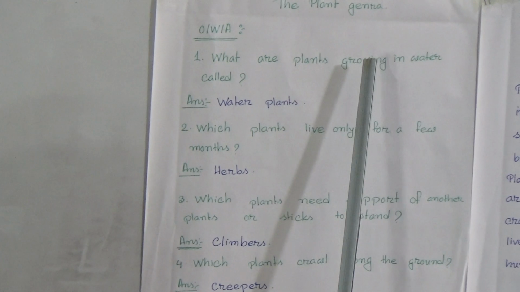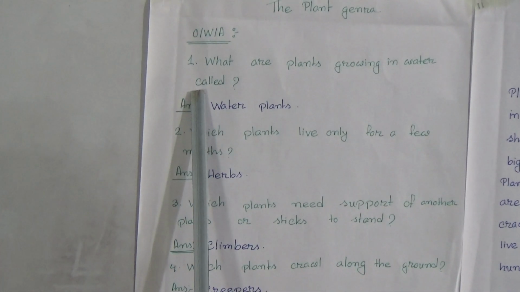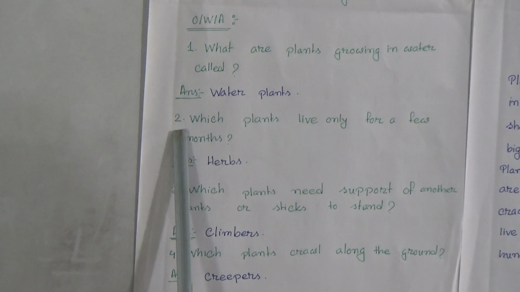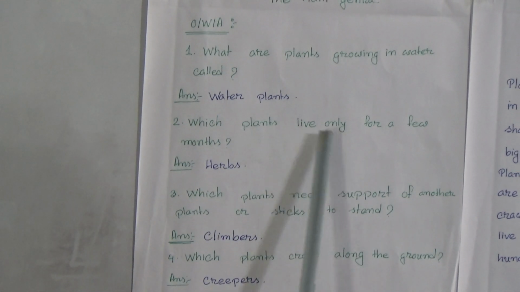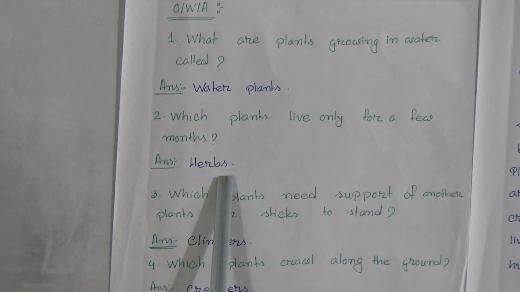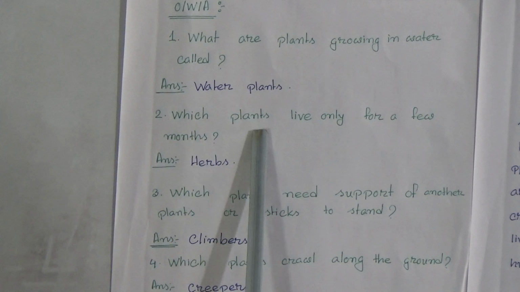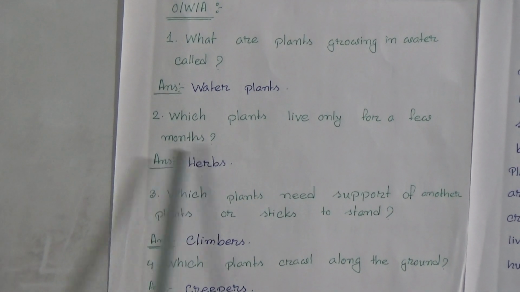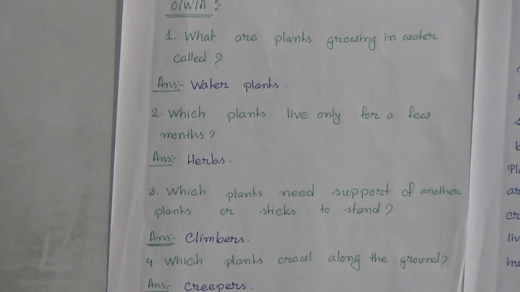Number 1. What are plants growing in water called? Answer: water plants. Number 2. Which plants live only for a few months? Answer: herbs. Again I repeat, which plants live only for a few months? We know that herbs live only for a few months.